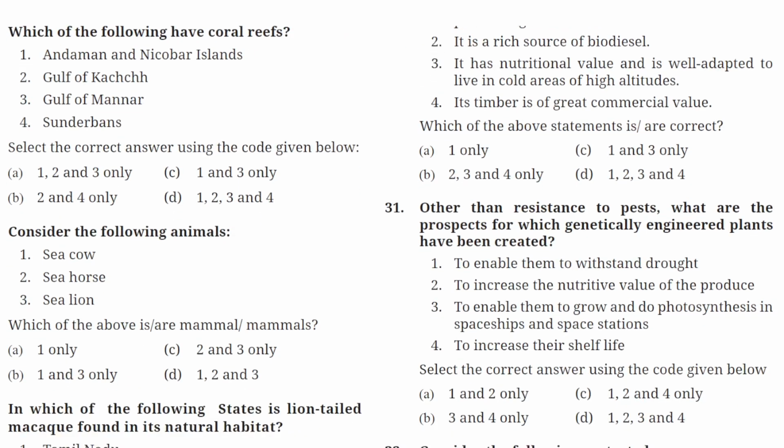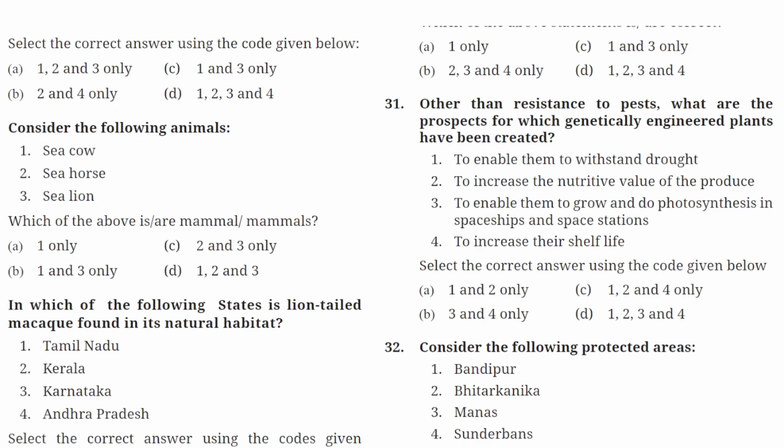C. Question number 31. Other than resistance to pests, what are the prospects for which genetically engineered plants have been created? Another reason for the creation of genetically engineered plants is basically the question. To enable them to withstand drought, yes. To increase the nutritive value of the produce, yes. To enable them to grow and do photosynthesis in spaceships and space stations, that is a somewhat extreme option, so three is not the answer. To increase their shelf life, yes, four. So the answer is C, one, two, and four only.